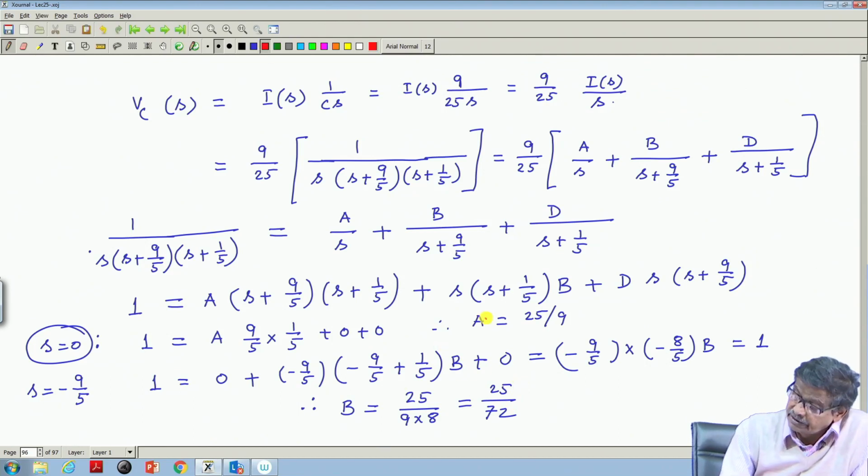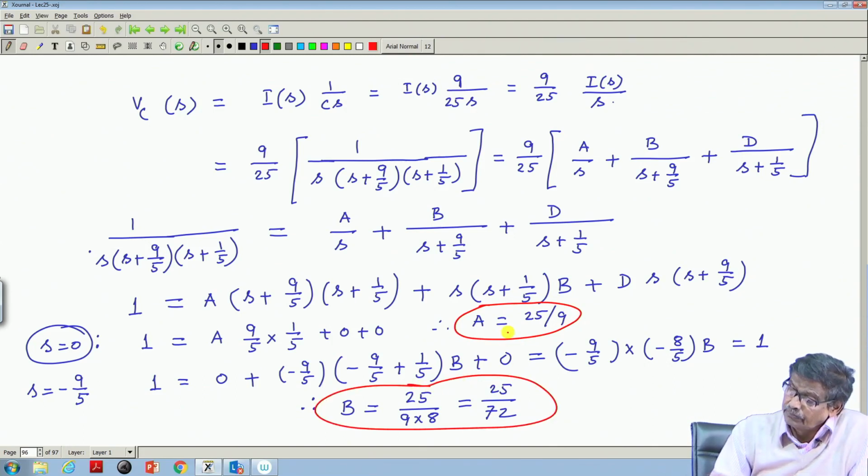So, put a red mark along this. A I have got, B I have got. Finally, I have to calculate D. To calculate D, what you have to do? Put A is equal to minus 1 by 5. If you put that, the first term will vanish, this term will vanish, only this term will remain.